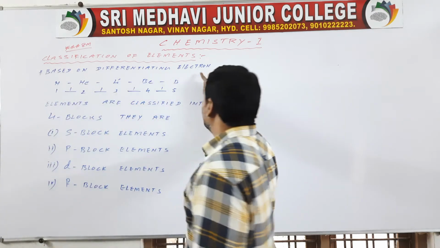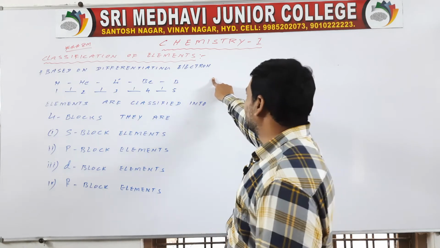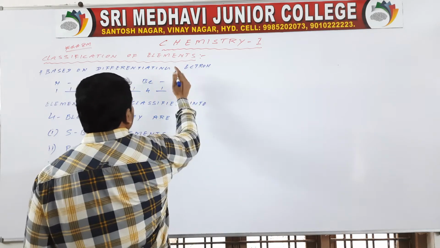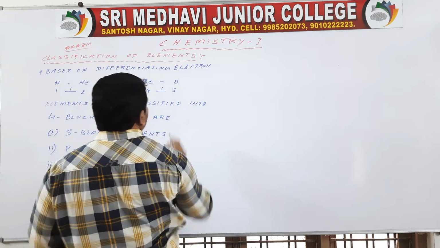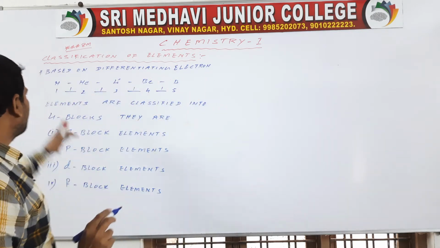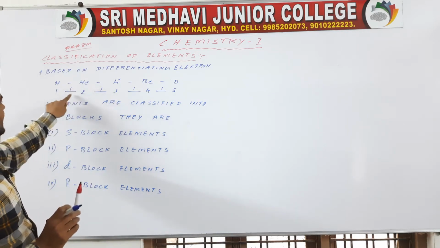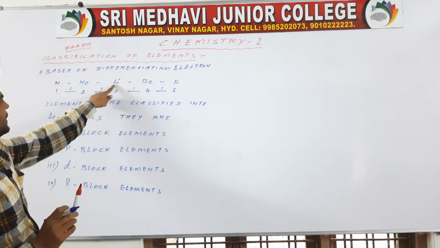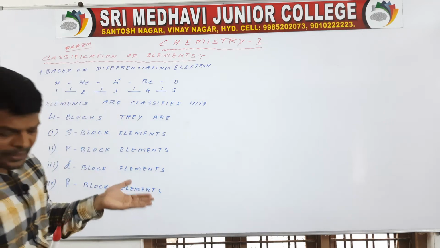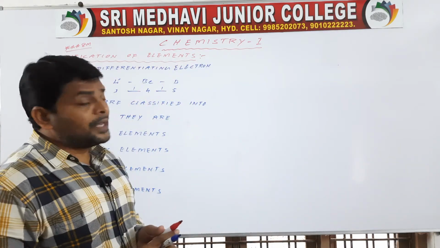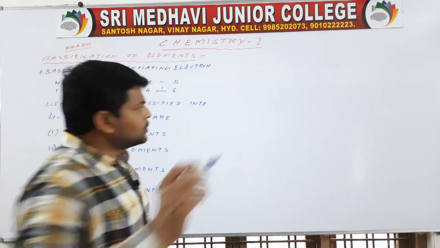So based on differentiating electron, differentiating electron means the difference between hydrogen and helium is 1. Helium and lithium is 1. That is nothing but a differentiating electron or a valency electron. Okay. So a dummy periodic table I am going to draw.